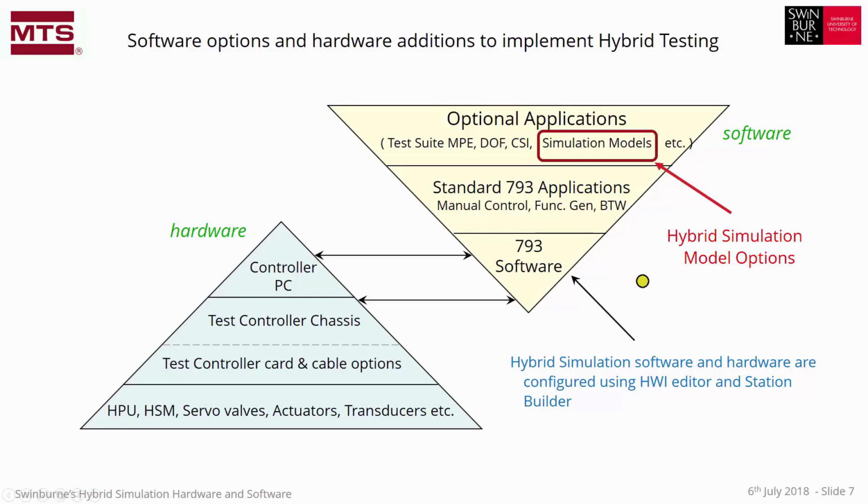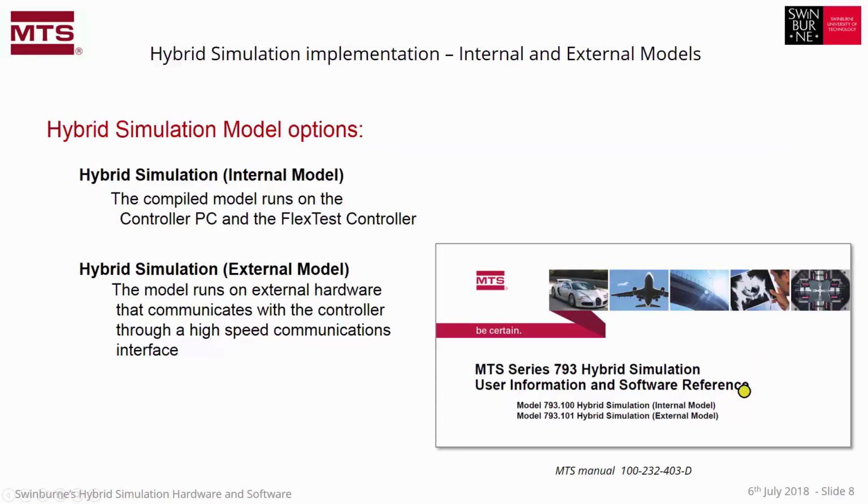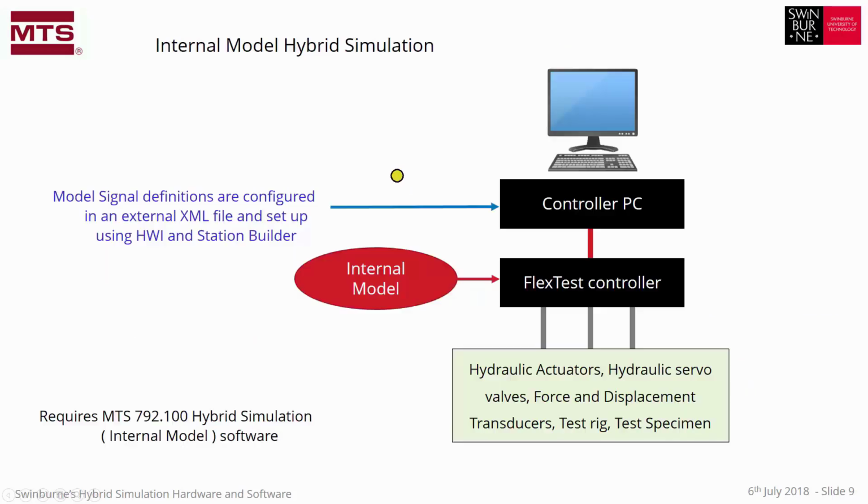Now, there is more than one type of model configuration, in fact quite a lot, but from an MTS point of view there are two software options. The two software options are the internal model and the external model, and this is an extract from one of the MTS manuals. Now, the internal model is a compiled model that runs on the controller PC and the FlexTest controller. This is a diagram that shows that, and it's mostly the internal model actually runs on the FlexTest controller.